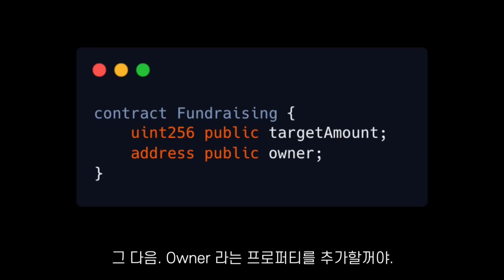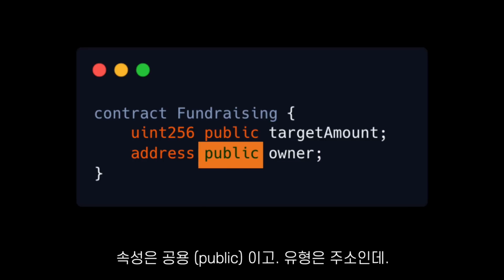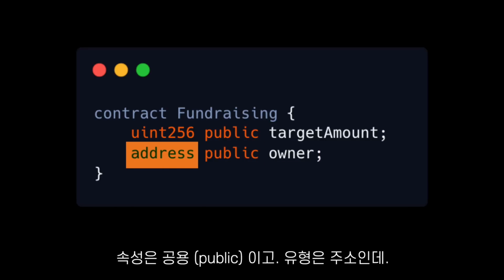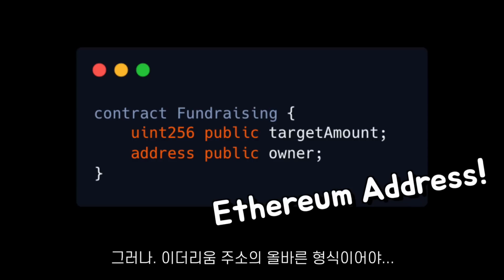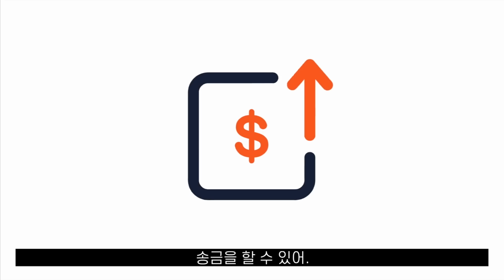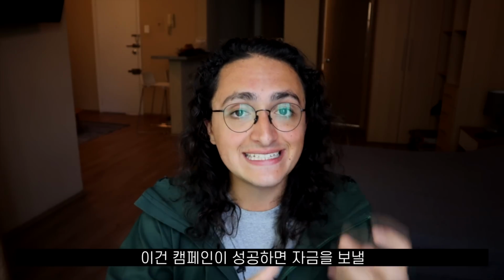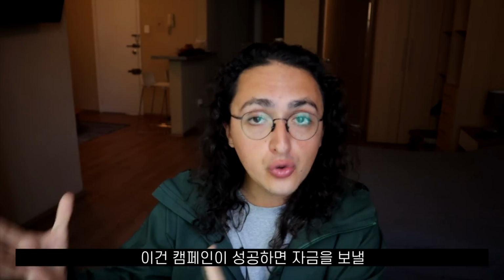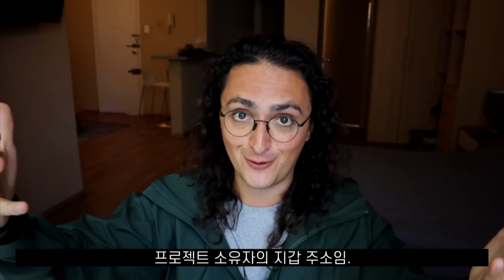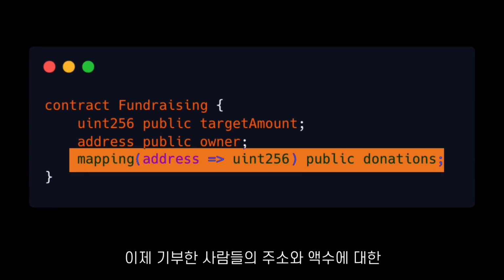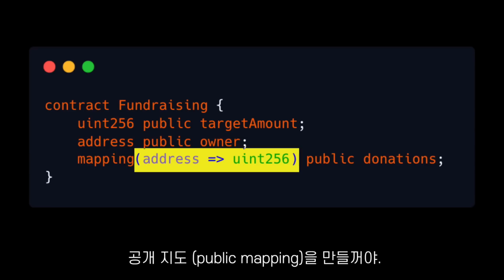Then we're going to add a property called owner. It's also public and it's of type address, which looks like a string, but it has the correct format to be an Ethereum address so we can send money to it. This is the address of the wallet of the owner of the project where all the funds will go if the campaign is successful.